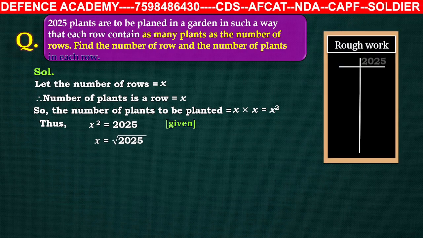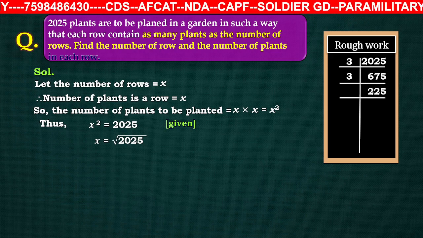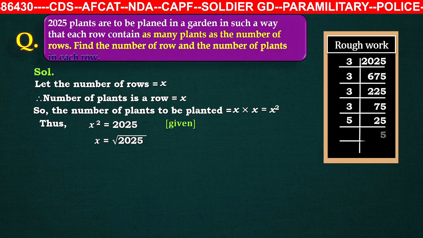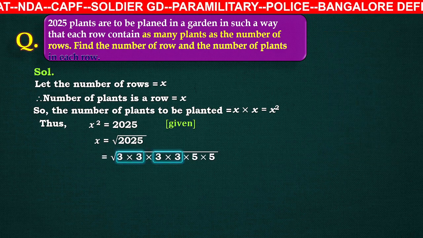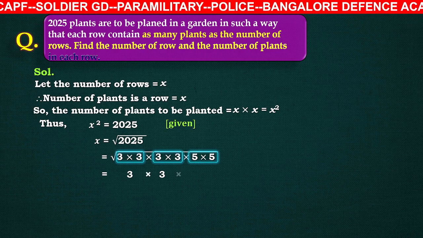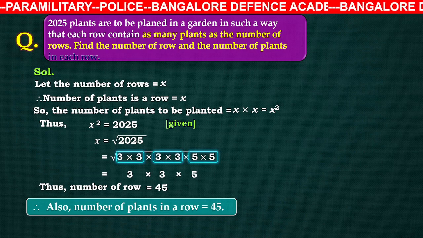So we have practiced many questions on how to find the square root. Here this is called the factorization method. You can directly solve by the factorization or subtraction method also, and you get the answer as 3 into 3 into 5. So the answer is 45. So the number of plants in a row will be 45.